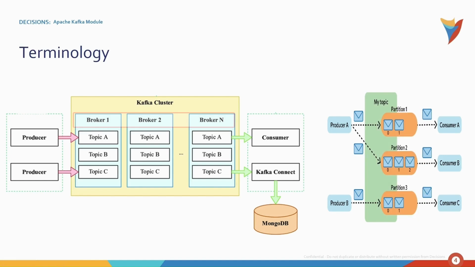Broker. A Kafka server that stores and serves messages, as shown in image 1. Cluster. A group of brokers working together. Offset. A unique ID for each message in a partition.